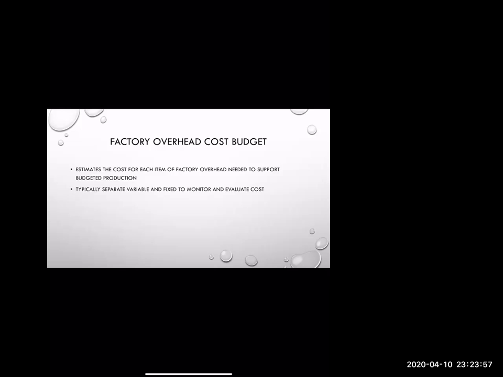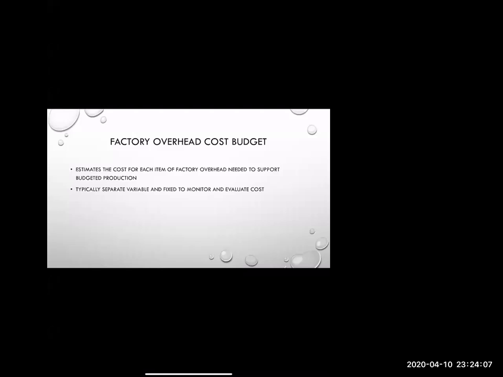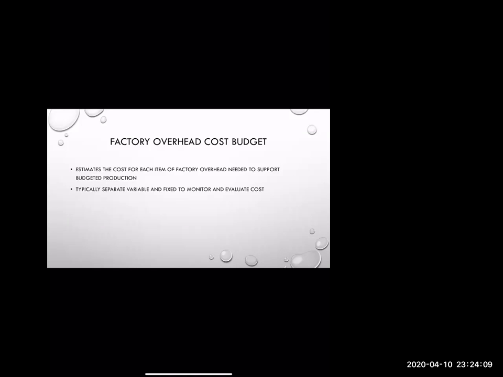And so, like we've done in all the other videos, when we're looking at factory overhead, we're trying to budget this cost, right? So factory overhead estimates the cost for each item of factory overhead needed to support budgeted production. And they're typically separated into variable and fixed to monitor and evaluate cost.